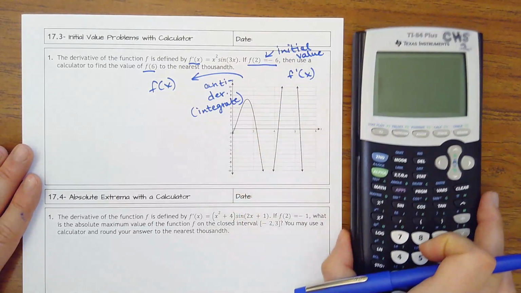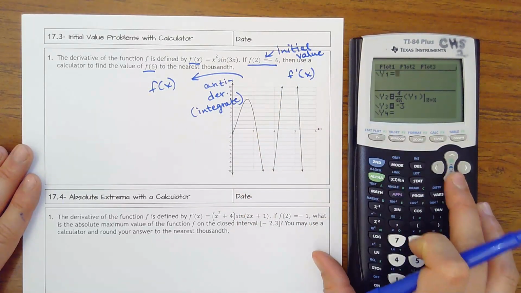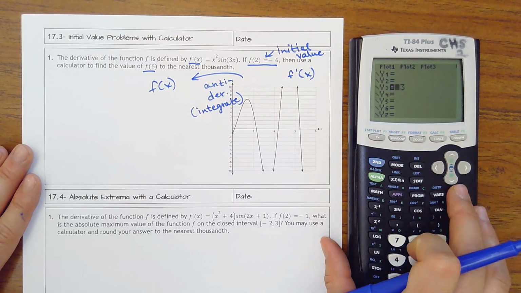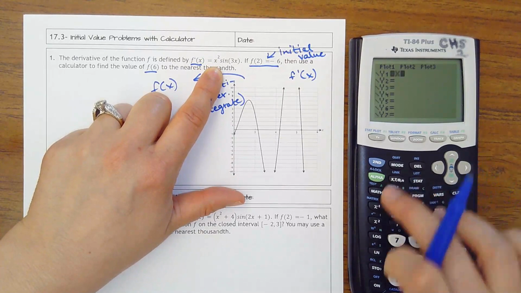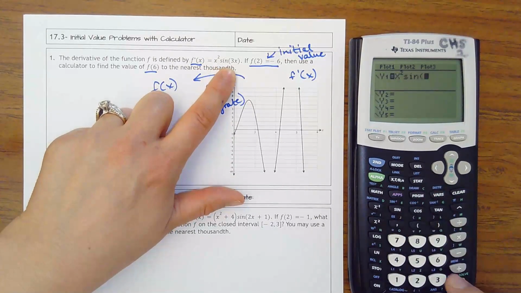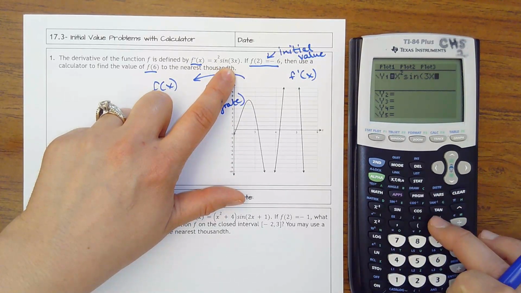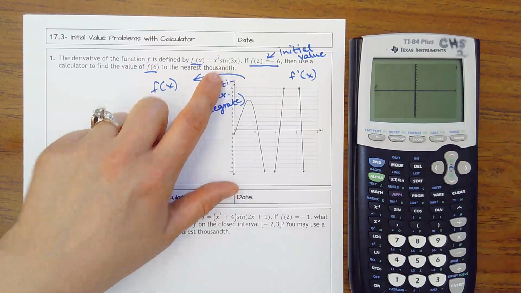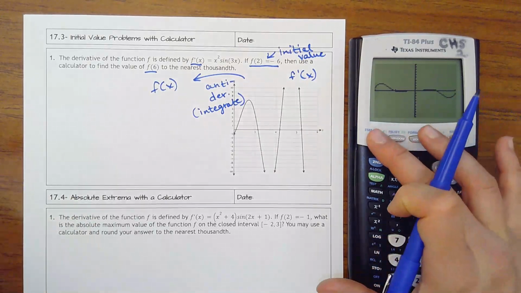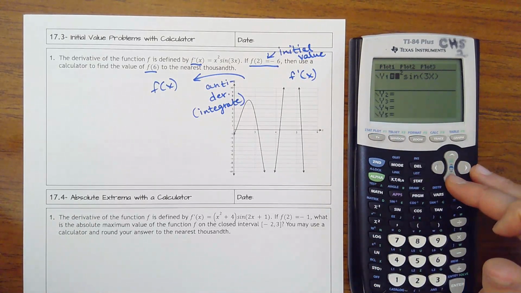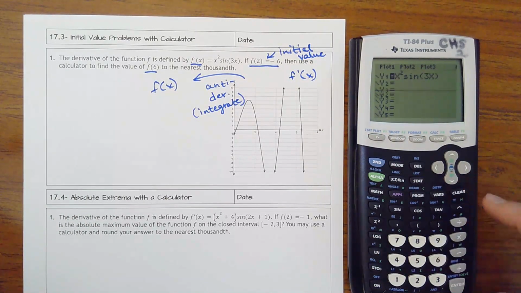Okay, so what I would do is go ahead and go to y equals, I gotta clear out everything I put in before, x squared sine of 3x. Okay, and if you wanted to graph it, here's what it looks like, which almost doesn't look the same, but it had to get zoomed in. So now what I would do is I need to find the antiderivative.